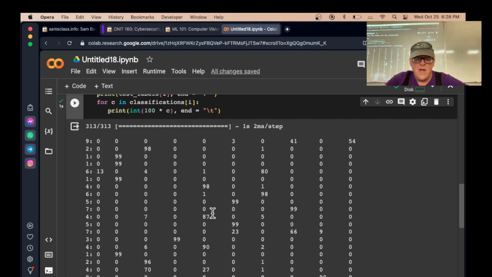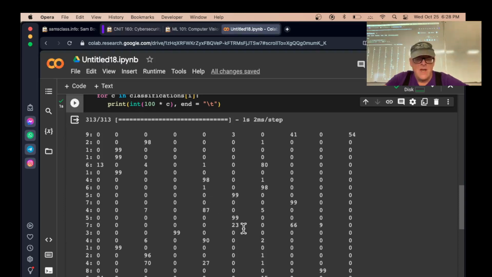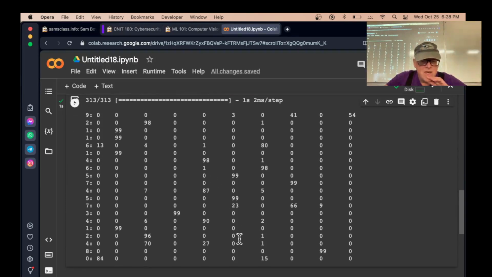I'm trying to find one it got wrong. This one looks like it got right. This one it got wrong. See, it has a 70 here in column 2 and a 27 in column 4. So it was really a category 4, but it misidentified it as a category 2. So this is 0 to 19. This is image number 17.